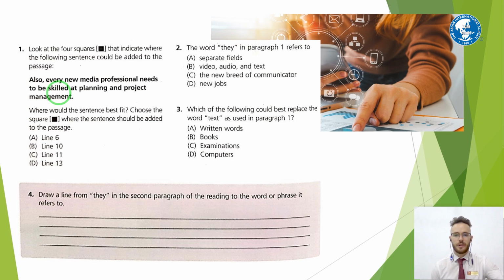Question 3, which of the following could best replace the word text as used in paragraph 1? Written words, books, examinations, or computers. That would have been written words, A. Number 4, draw a line from they in the second paragraph to the word or phrase it refers to. We should have matched that to new media professionals / this new breed of communicators.